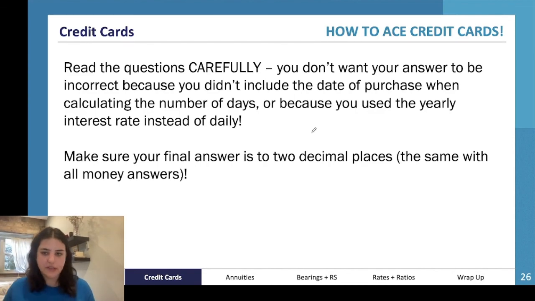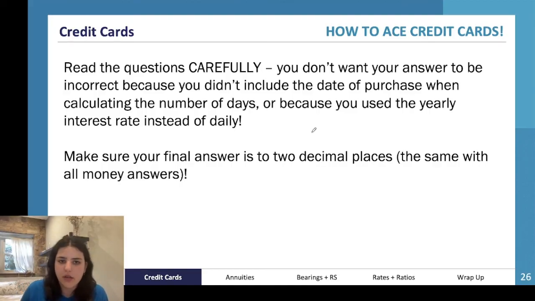Also make sure your final answer is to 2 decimal places. This is a money answer, right? You're talking about money. You can't write $780.1 because they'll be like, well, that's not necessarily correct. Is that 10 cents or 1 cent? You need to be as accurate as you can. Don't go over 2 decimal places.